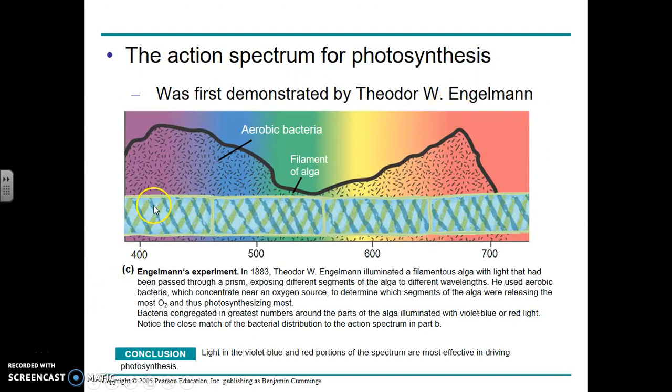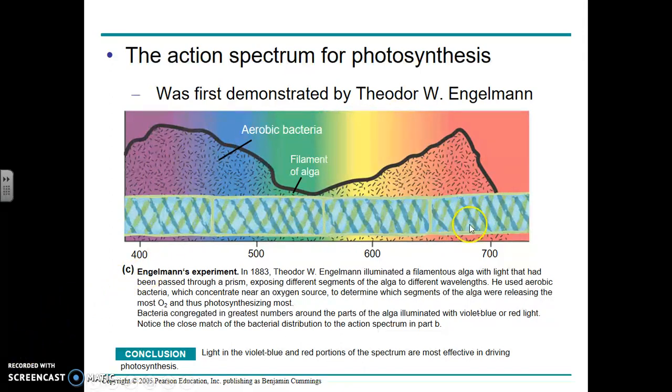So in this experiment, Engelmann grew algae and then shined, using a prism, all the colors of light along the algae. So in this area, the algae was being exposed to red, and in this area, the algae was being exposed to purple light. Now what you need to know is that when algae are doing photosynthesis well, they produce oxygen. Oxygen is a product of photosynthesis.